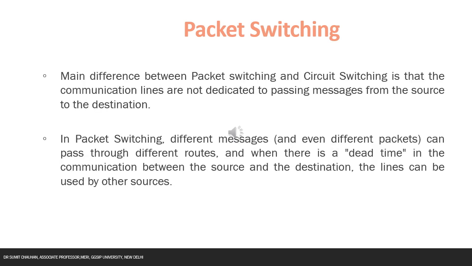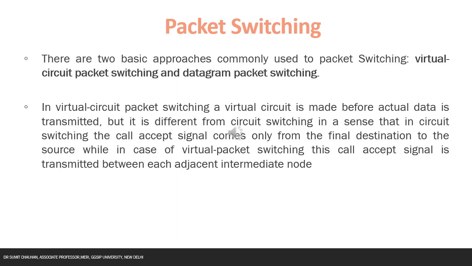The main difference between packet switching and circuit switching is that the communication lines are not dedicated to passing messages from the source to the destination. In packet switching, different messages can pass through different routes, and when there is a dead time in the communication between the source and the destination, the lines can be used by other sources. There are two basic approaches commonly used in packet switching: virtual circuit packet switching and datagram packet switching.